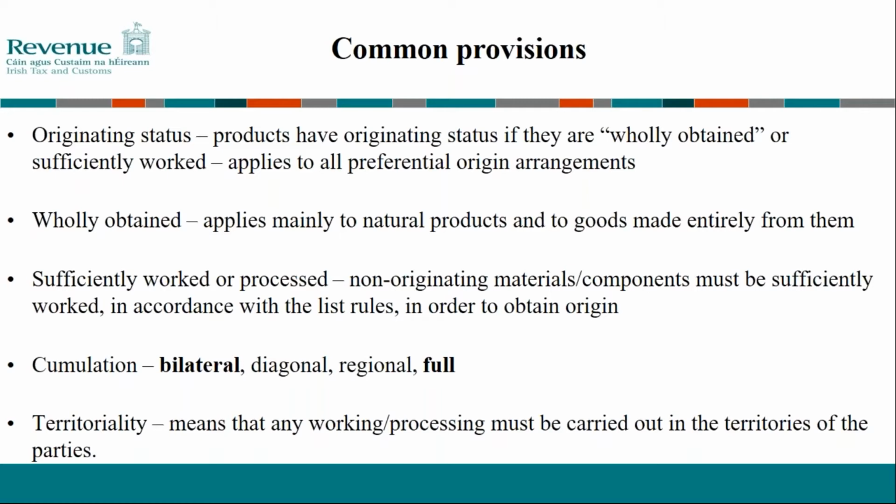If a product or material is not wholly obtained, it must be sufficiently worked or processed in one of the FTA countries in order to obtain originating status. I'll give some examples in relation to sufficient and insufficient in later slides. There are also different types of accumulation depending on the agreement. I have highlighted there bilateral and full, and they're the ones that apply to the EU-UK TCA, so I'll cover them shortly. And then the concept of territoriality relates to where materials can be worked or processed. So there's no provision in the TCA for any exception to this territoriality rule, and only operations to preserve goods in good condition, or labelling or splitting of consignments under customs supervision, are allowed in the third country.